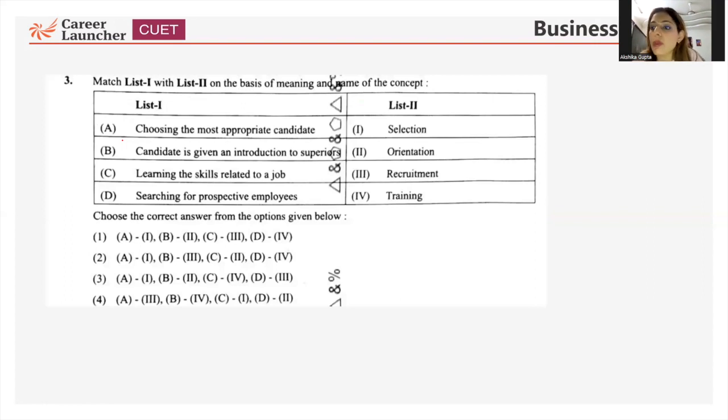Then you have to match the column. On one side, you are given certain processes of staffing, and on the other side, you are given the definitions. So the selection process is what? Choosing the most appropriate candidate. Orientation is introduction to the superiors. Recruitment is searching for the prospective candidates. And then we have training, that is learning the new skills. So we have A1, B2, then D3, and then C4. So in this, which one is correct? That is the one with A, second with B, third with D, and with C.